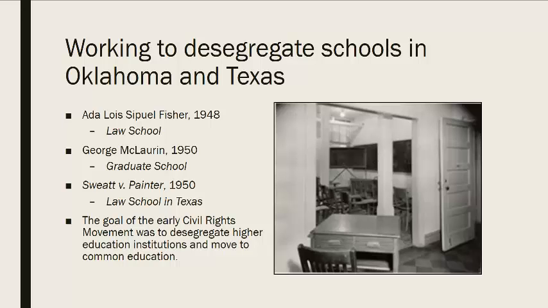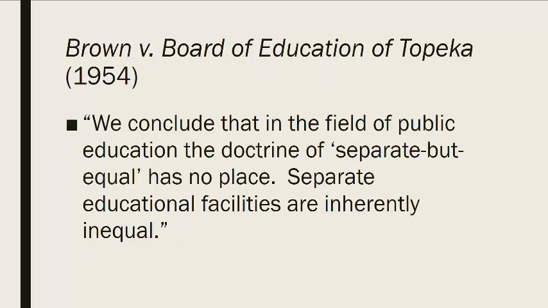Like I said, the goal was to desegregate higher ed institutions and then move to Common Ed. But the perfect case arose before the higher ed institutions were finalized. And the perfect case, of course, was Brown versus the Board of Education of Topeka, Kansas.